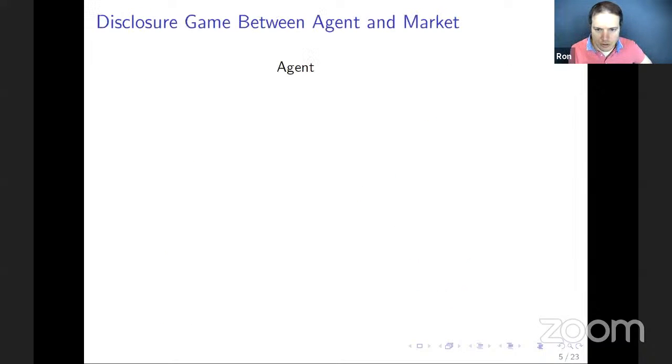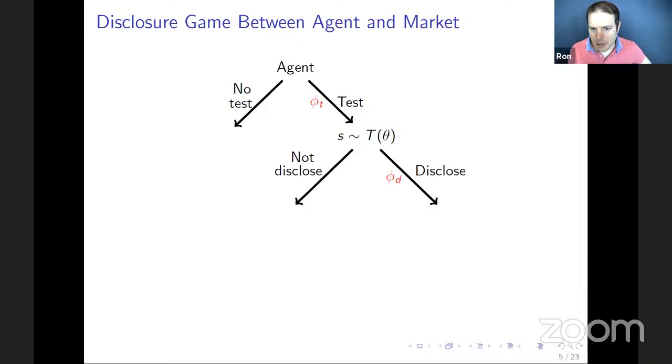So what's, just graphically again, what's the precise timeline? So initially the intermediary designs and announces a test fee structure, commits to that. The agent then decides whether to take the test and whether to have the test run on the asset. And if he does, then to pay the fee. Then a score is realized from the distribution associated with the actual value of the asset. The agent observes this score if the test is run, and then decides whether to disclose the score or not.